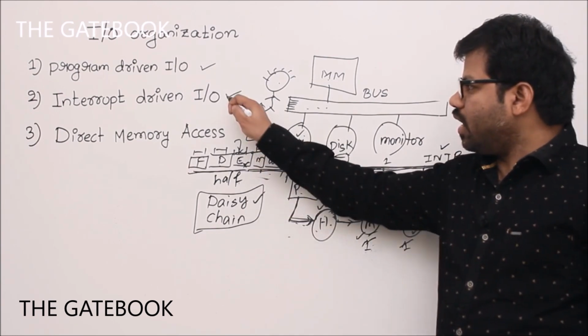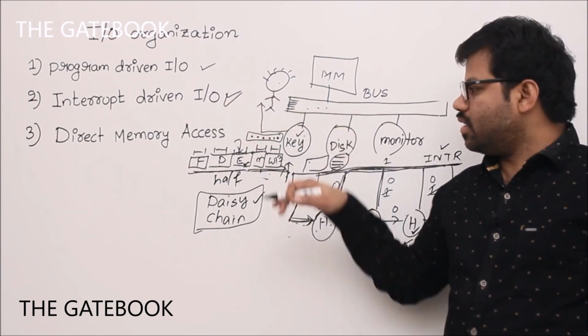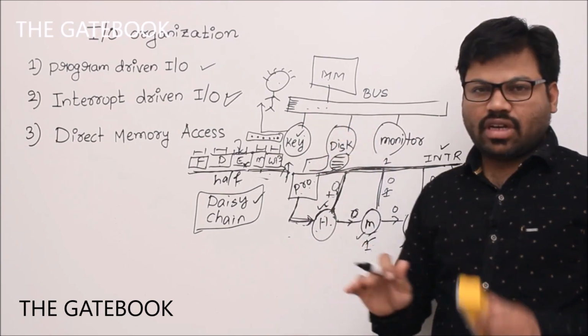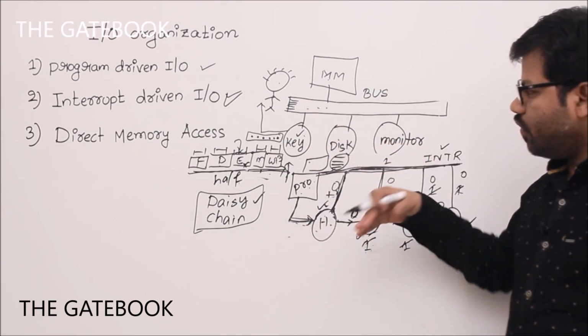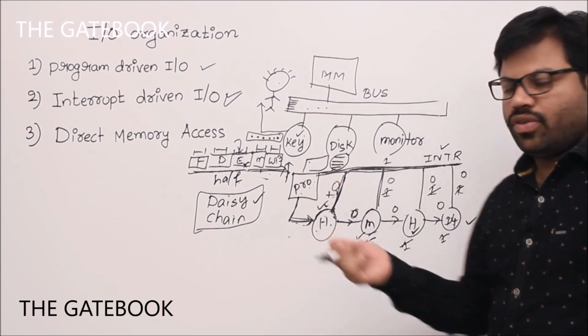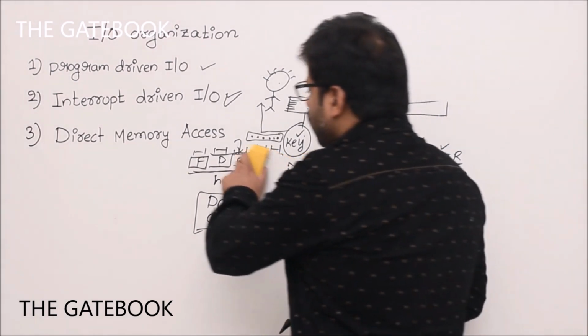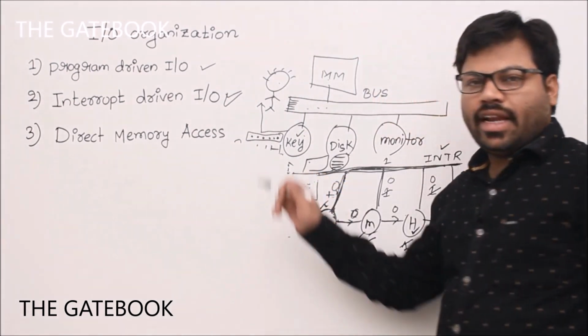Finally, we have seen interrupt driven IO already, and this is the helping circuit. At the hardware level, this is the circuit which is going to help your interrupt driven IO. Now let us focus on direct memory access.